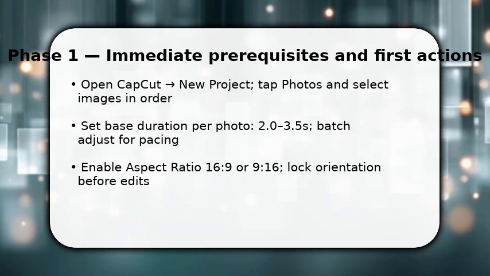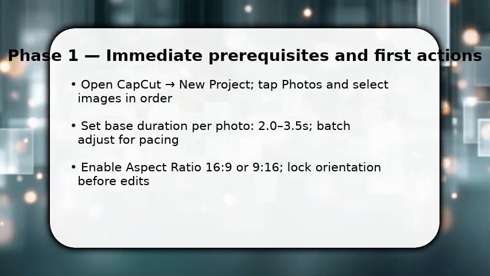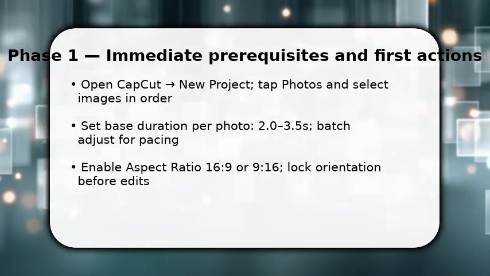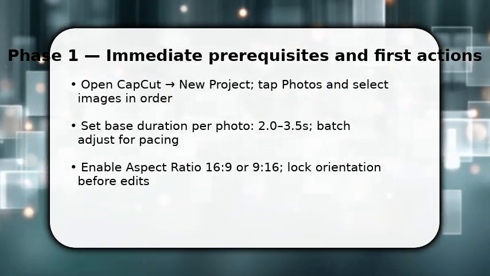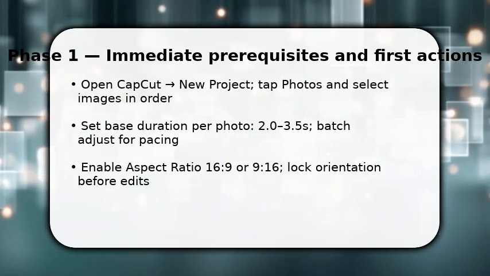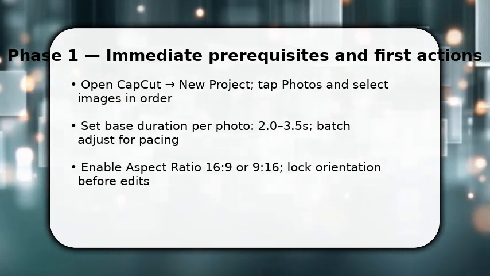You start by opening CapCut and creating a new project. Import your photos in the exact sequence you want them to appear. Once imported, select all and set a base duration to 3.5 seconds. 3.5 seconds works for most edits, then fine-tune key images.